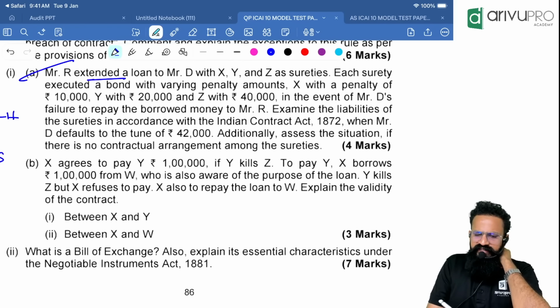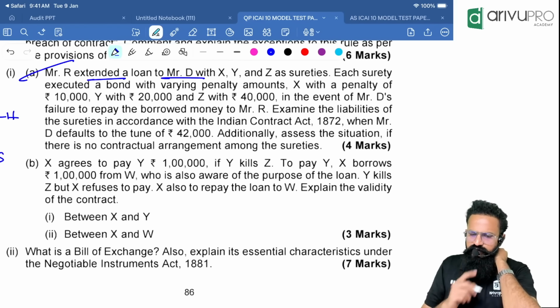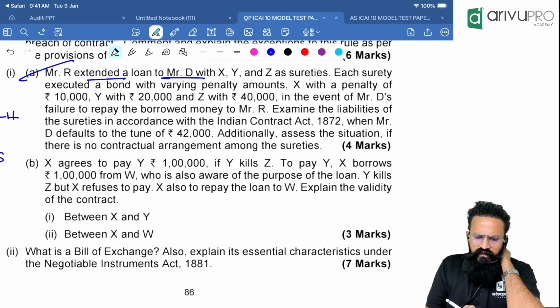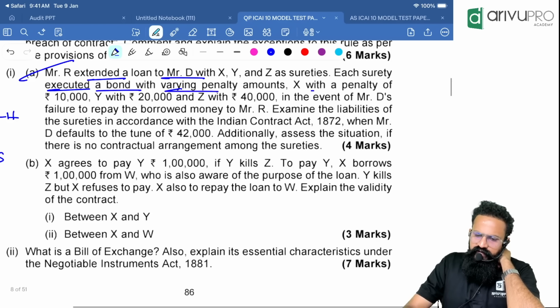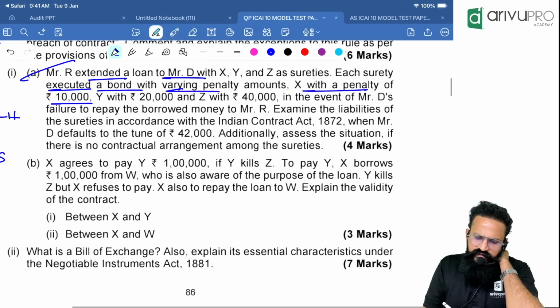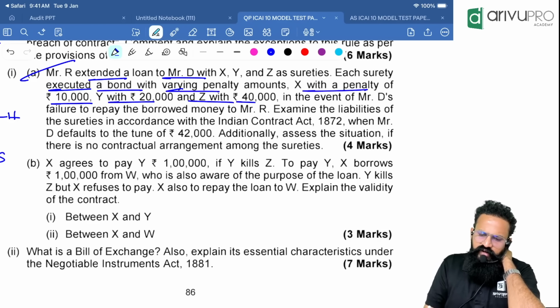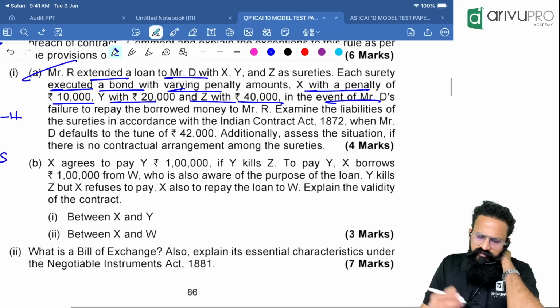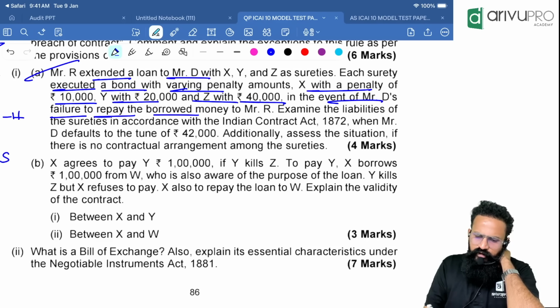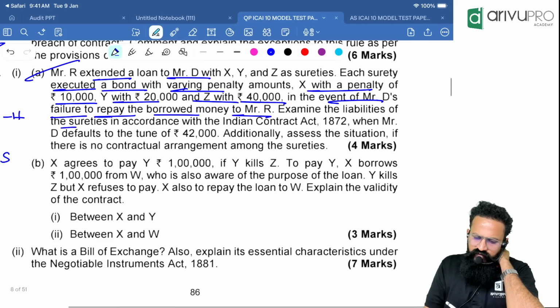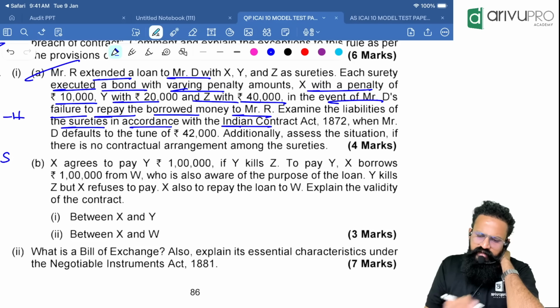Okay, Mr. R extended a loan to Mr. D with X, Y and Z as sureties. Each surety executed a bond with varying penalty amounts. X with a penalty of 10,000, Y with 20,000, Z with 40,000. In the event of Mr. D's failure to repay the borrowed money to Mr. R, examine the liabilities of the sureties in accordance with the Indian Contract Act.